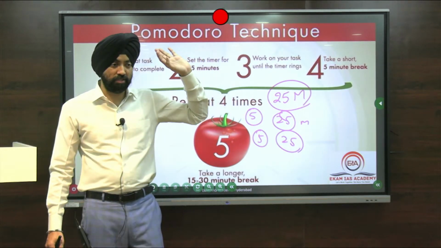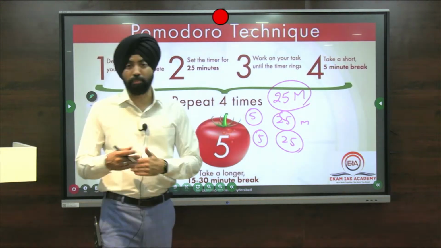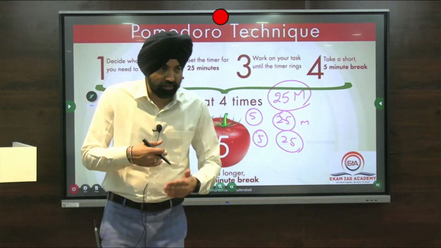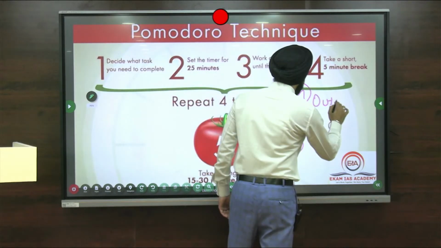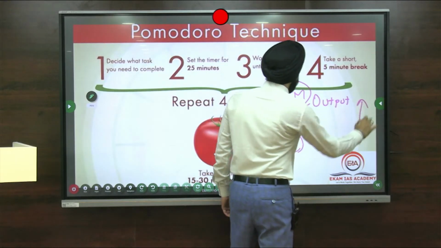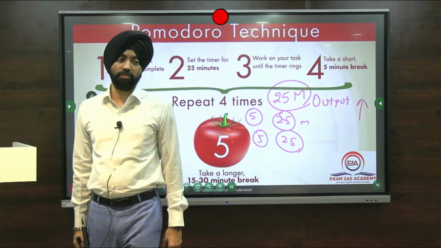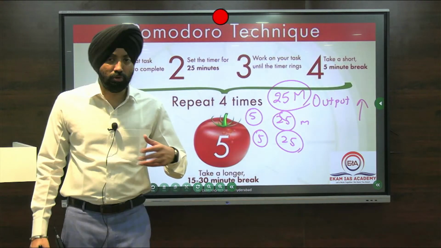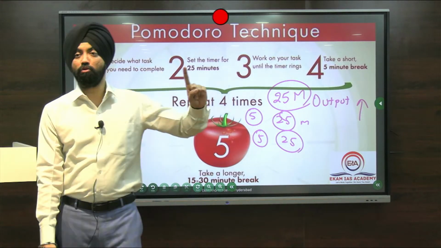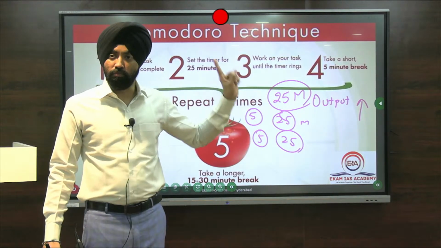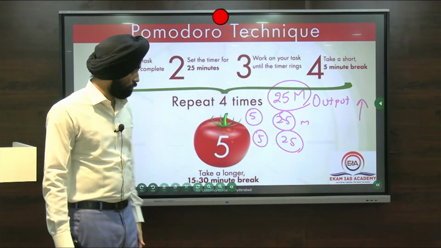So the more of these cycles you can repeat, 6 or 7 cycles at a stretch, you will see the output increasing many folds. This is called the Pomodoro technique, and it is very useful before your prelims examination. Believe you me, very useful before your prelims examination.